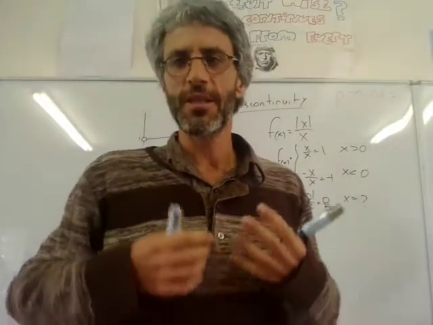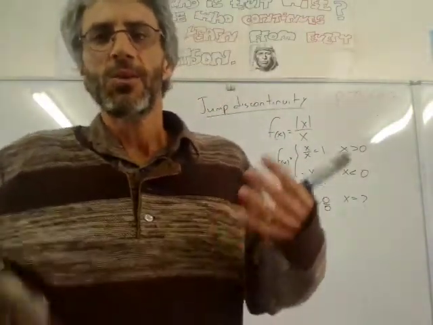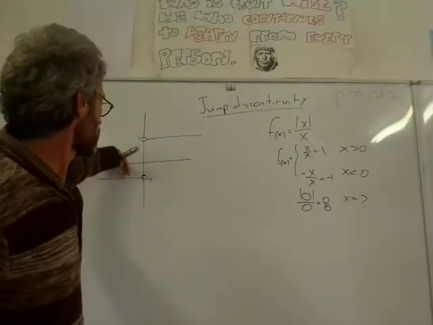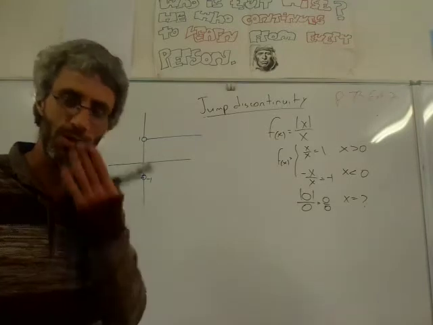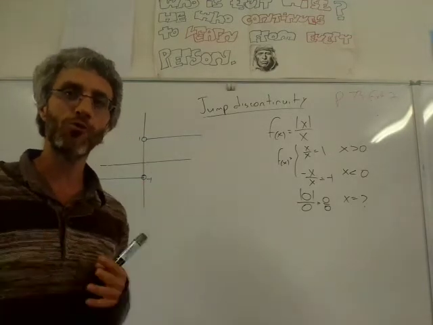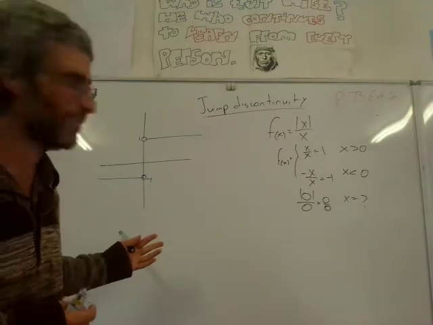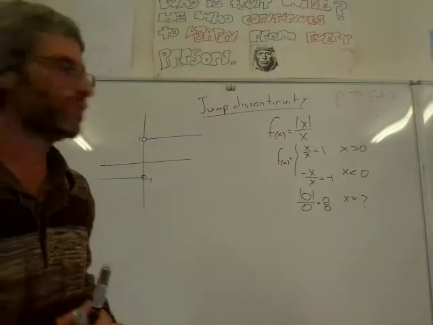Now, the question is, is it continuous? Well, it definitely doesn't look continuous, because if I walk from here, I have to jump. So it's not continuous. Is this a removable discontinuity or a jump discontinuity? Again, it kind of looked like a jump. But why is it a jump discontinuity?